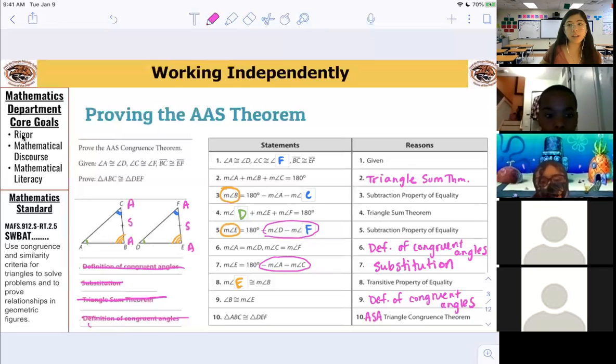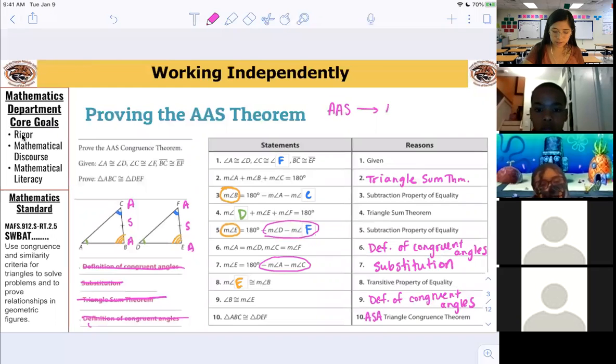So this is kind of like a longer way of saying what Perla already told us, which is that when you have AAS, you can actually get ASA out of it. So they're kind of similar. So AAS can lead to ASA.